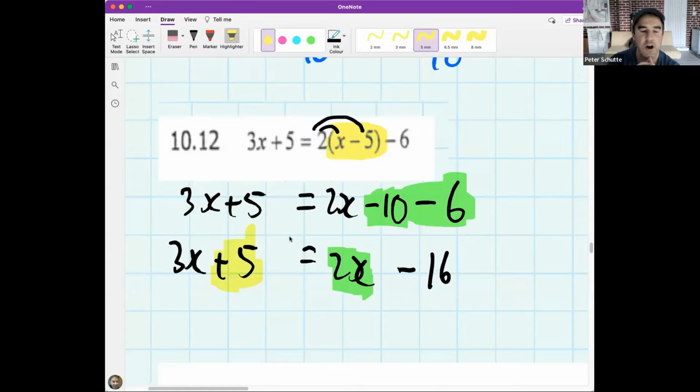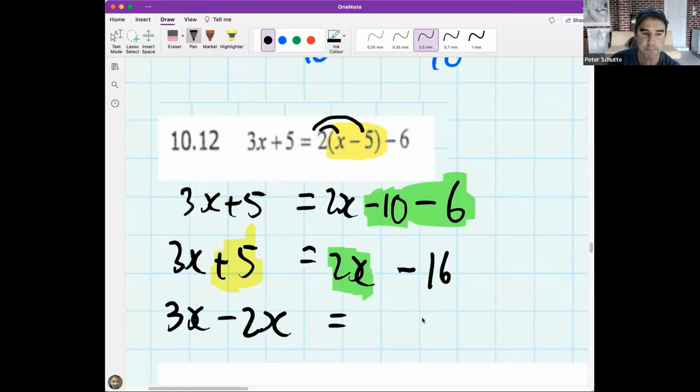Yes. Okay. Let me ask you, how would you deal with the 2x? How would you move the 2x across? You put it across by saying minus 2x. Exactly. So it becomes 3x minus 2x. And I've left the 5 out for now. But basically, if you take away 2x from both sides, you get the negative 2x on the left-hand side. Now, what about the plus 5? How do I move that across to the other side to join the minus 16?